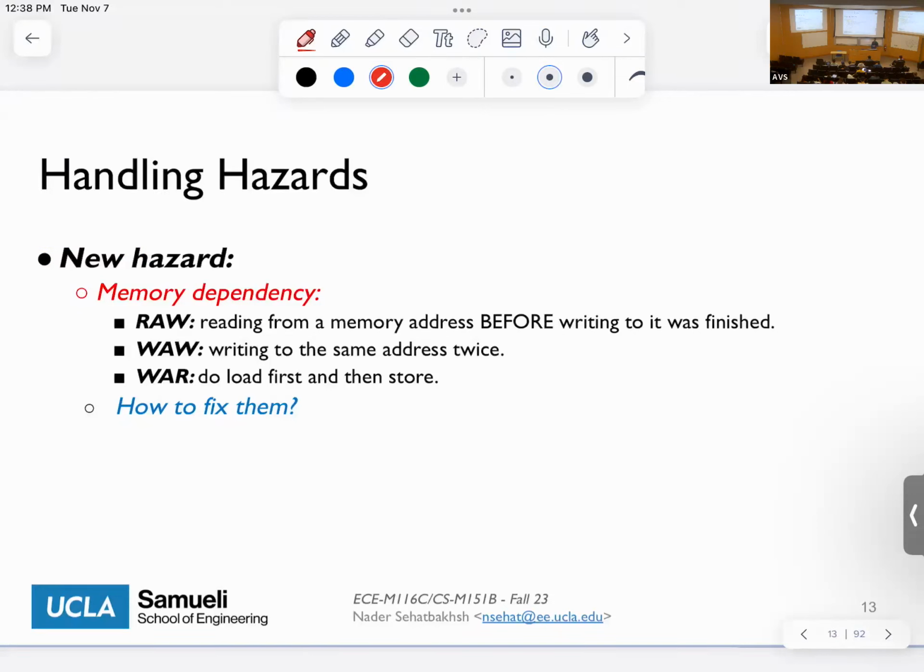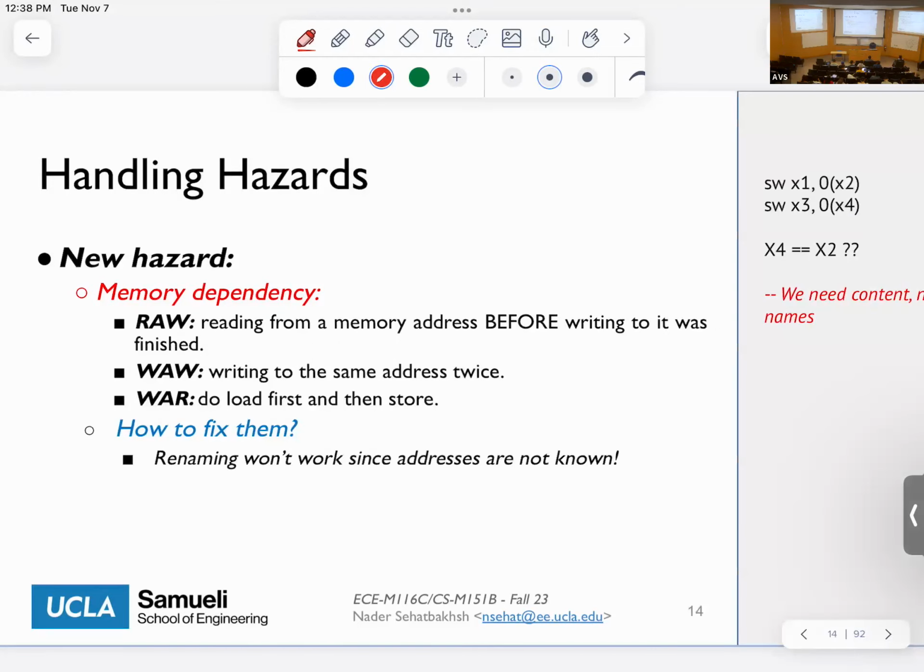The interesting thing is that there will be a new hazard in out of order execution, and that's for memory dependency. The interesting thing about memory dependency is that you're going to have the same read after write, write after write, and write after read data hazards because of the memory. Why? Let me give you an example.